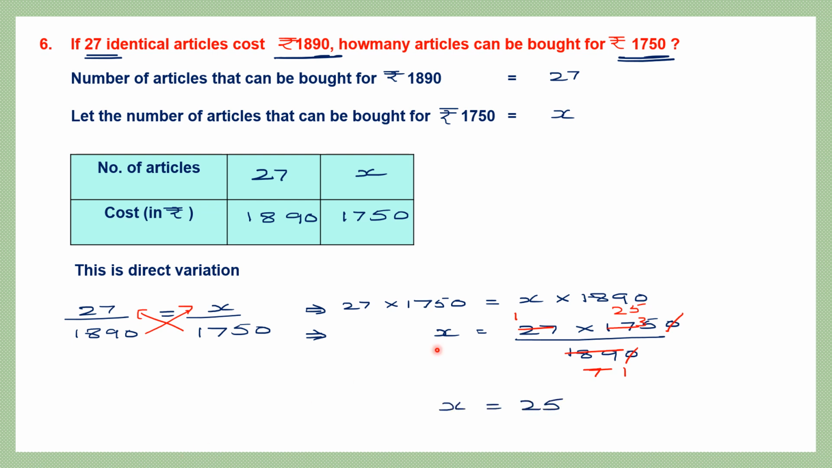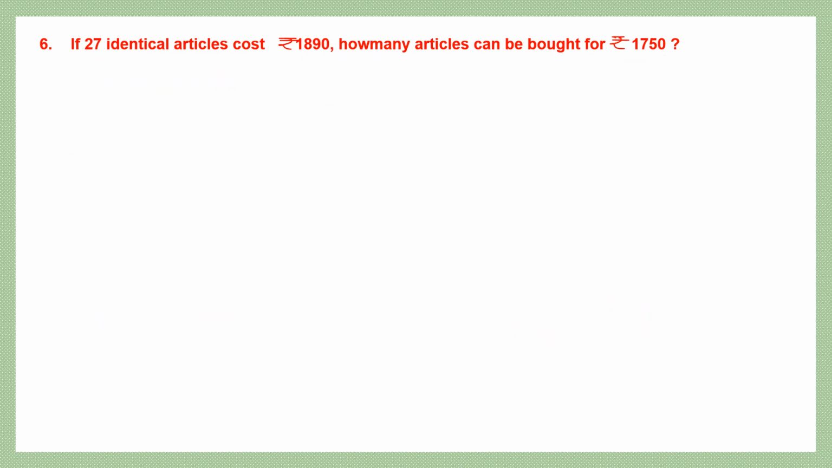And what did we say 25 is? It is the number of articles that can be bought for 1750. So what is our answer here? The number of articles that can be bought is 25 articles. So this is our answer. So in the arrow method, let's do the sum.